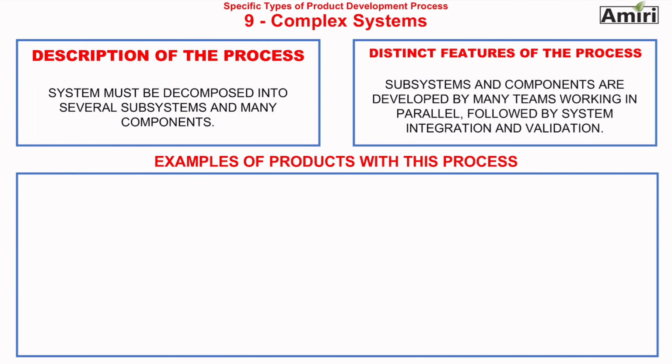And then finally, the last type of product that we will talk about is complex systems. These types of products are highly sophisticated and consist of multiple subsystems and components. They require multiple teams to work in parallel before integrating everything together. The process involves decomposing the system into manageable parts and smaller parts, developing them separately, and then bringing everything together for system integration and validation.